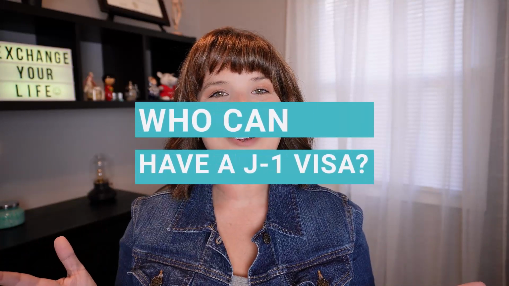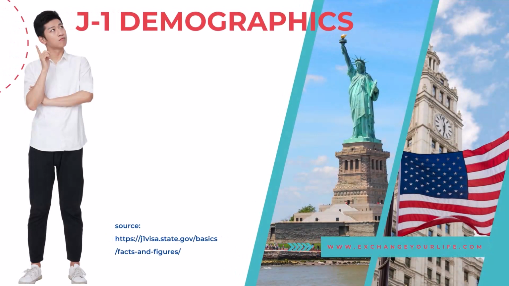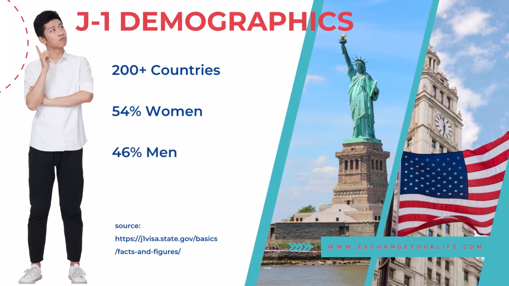So who can have a J-1 visa? Exchange visitors are as diverse as the countries that they come from. They can be anywhere from less than 18 years old all the way up to over 99. It all really depends on which category he or she qualifies for. Now, in terms of demographics, according to the US Department of State, over 200 different countries send J-1 exchange visitors every single year, and 54% of them are female, while 46% of them are male.